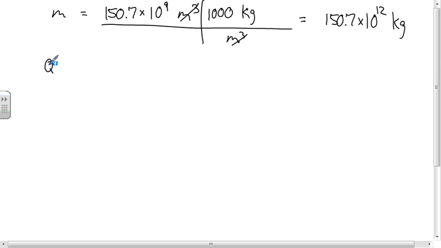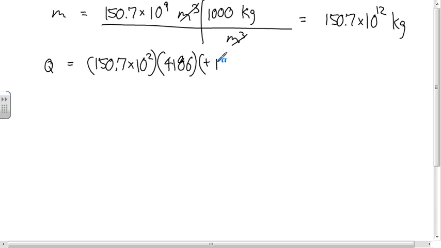Okay, so now the heat is equal to 150.7 times 10 to the 12th times the specific heat, 4186, times the change in temperature. We're trying to calculate a change of plus 1 degree Celsius, an increase of 1. And you get a value of 6.28 times 10 to the 17th joules.